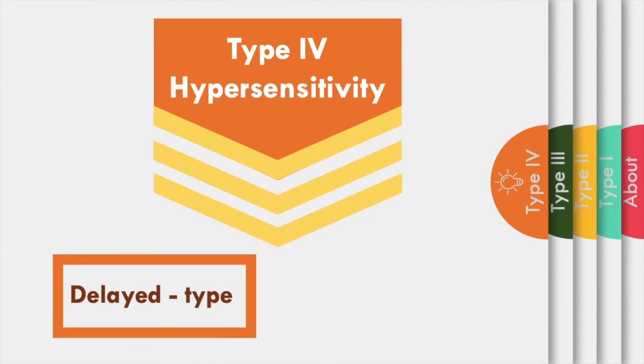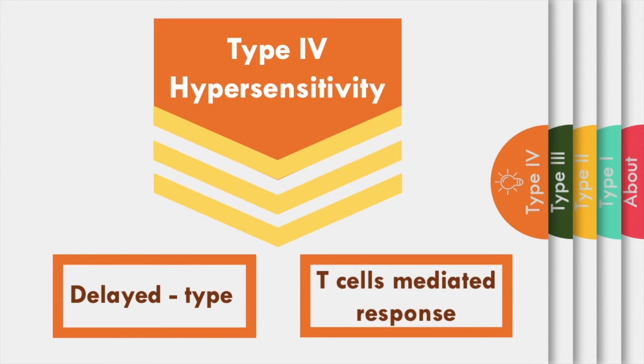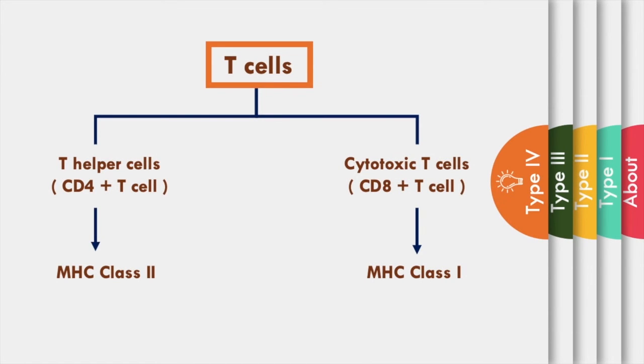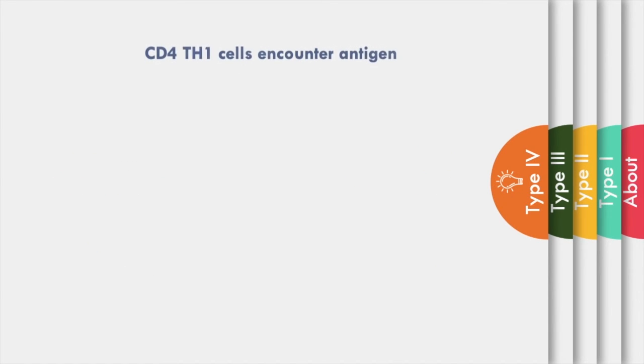Type 4 hypersensitivity, also known as delayed type hypersensitivity, is where T cells initiate the response instead of antibodies. T cells consist of T helper cells and cytotoxic T cells. Cytotoxic T cells involve CD8 T cells in MHC class 1, while T helper cells involve CD4 T cells in MHC class 2.